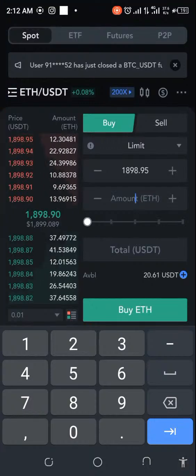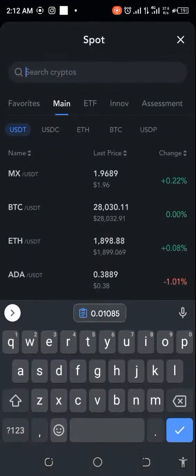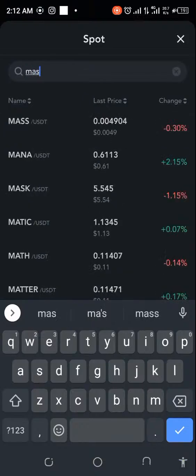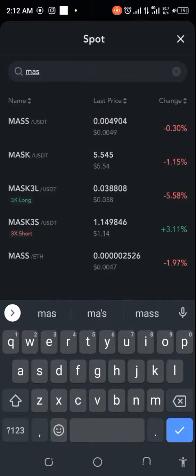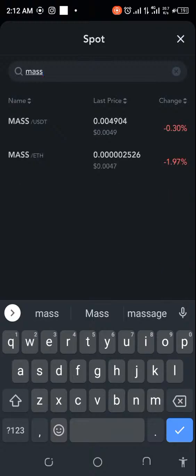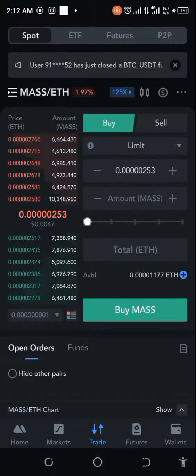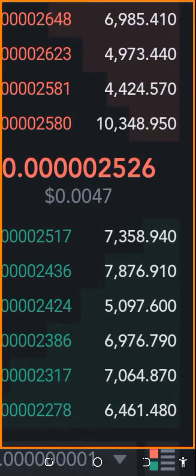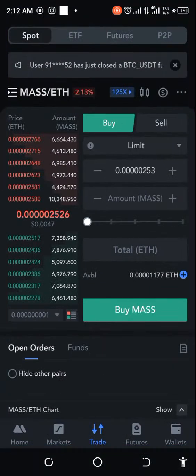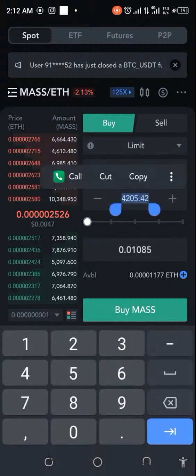Let's go ahead and check on MASS/ETH. That's where we have to be very careful because we don't want anything to keep us waiting unnecessarily. I'm going to check this very carefully. If I want to buy this now and don't want to wait, I'm going to have to pick the first thread, and paste in my total ETH here. Would I still be able to make profit? Let's do this quickly.